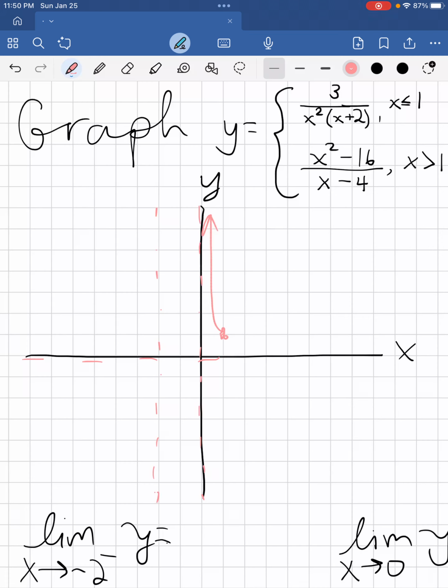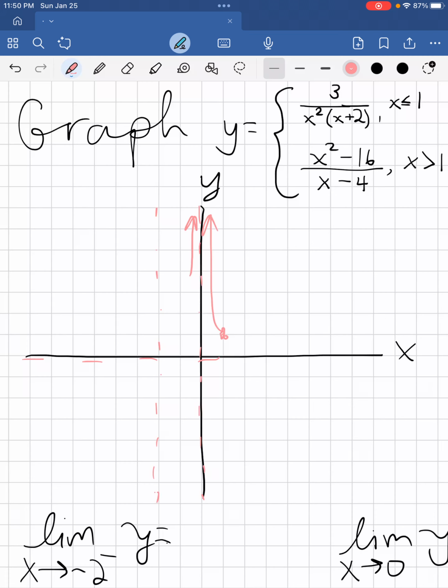Now we can use the multiplicities, that's to say the powers of each of these factors in the denominator, to figure out what the behavior is around the asymptote. So when x is 0, we have an exponent of 2, that's an even number, so they will both be approaching the same infinity.